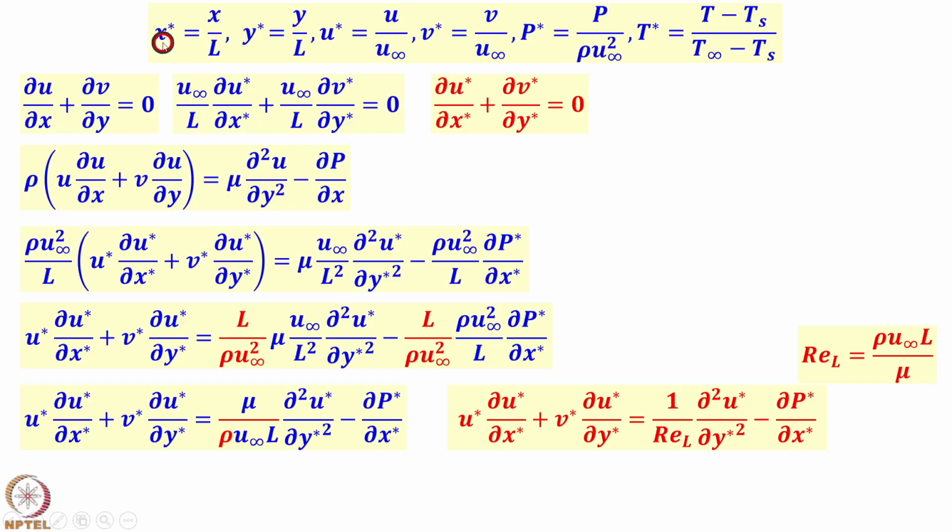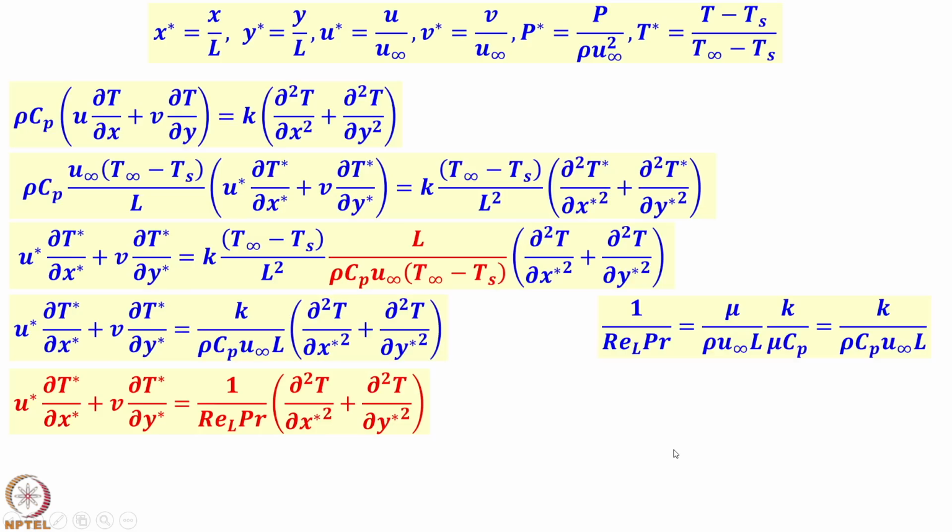Now, if you non-dimensionalize by putting x star equal to x by L, y star equal to y by L, u star equal to u by u infinity, v star equal to v by u infinity, p star equal to p by rho u infinity squared, and T star equal to T minus T_s by T infinity minus T_s, you will get the continuity equation as this, and in the momentum equation you get a non-dimensional number Re_L. We have done this earlier, that is why I am not repeating. When you non-dimensionalize the energy equation, as we did in the previous class, we get Re_L and Pr.